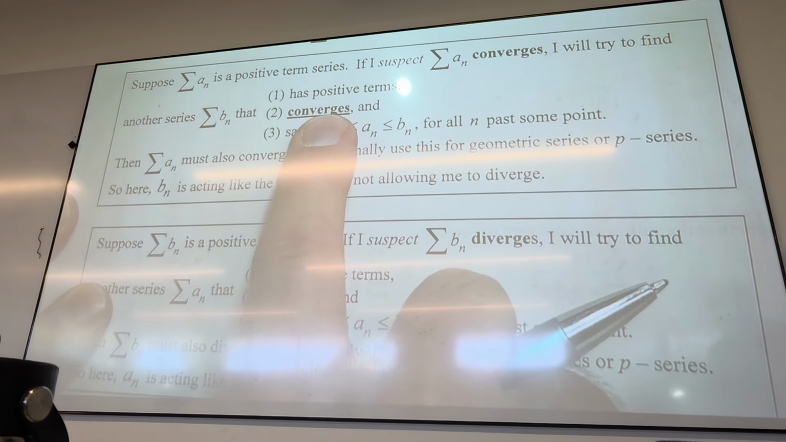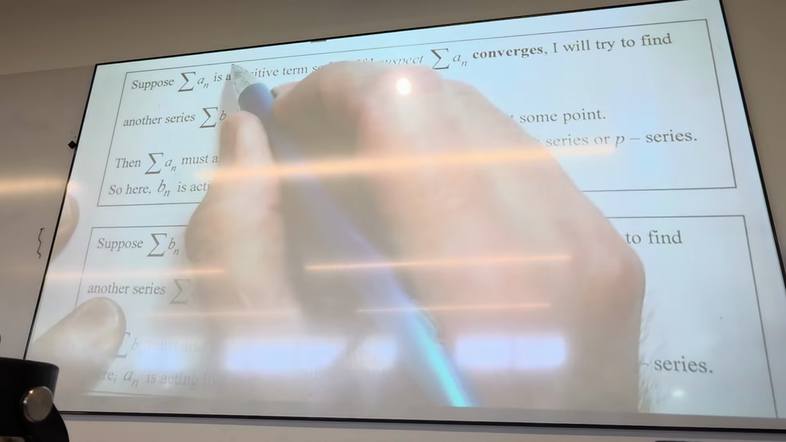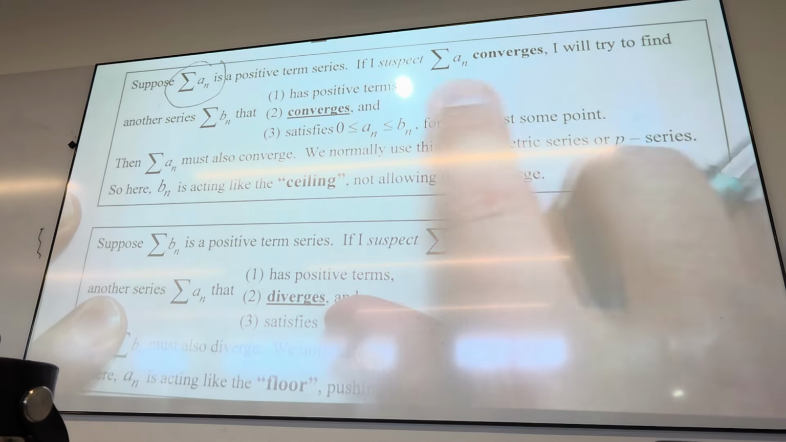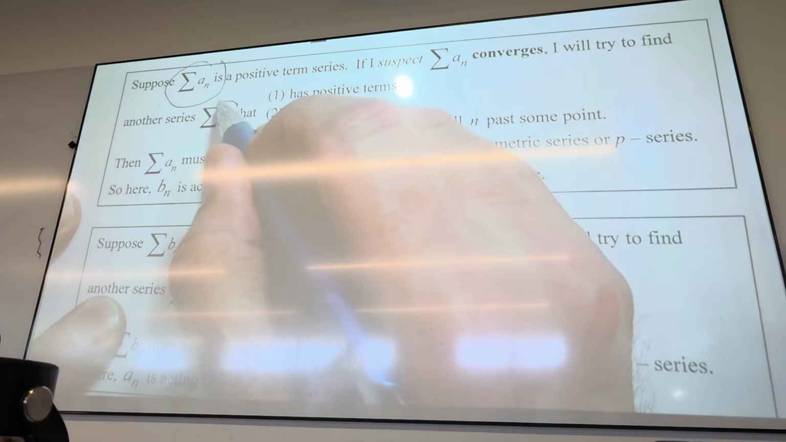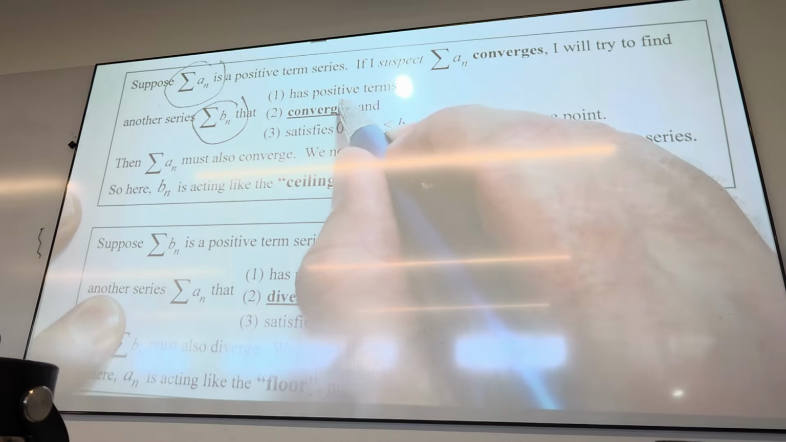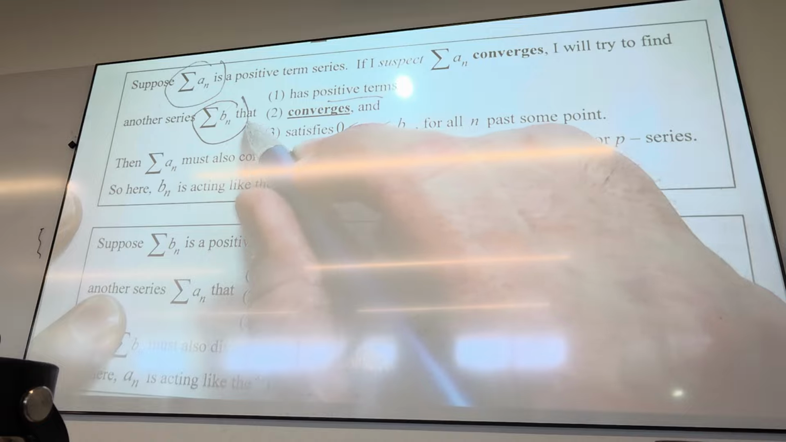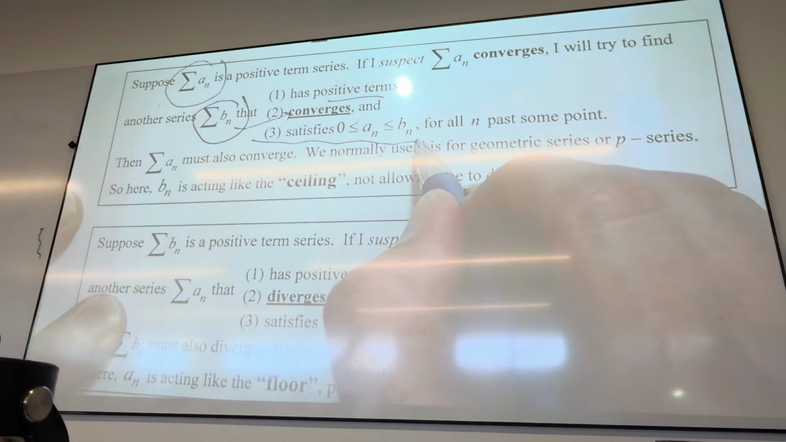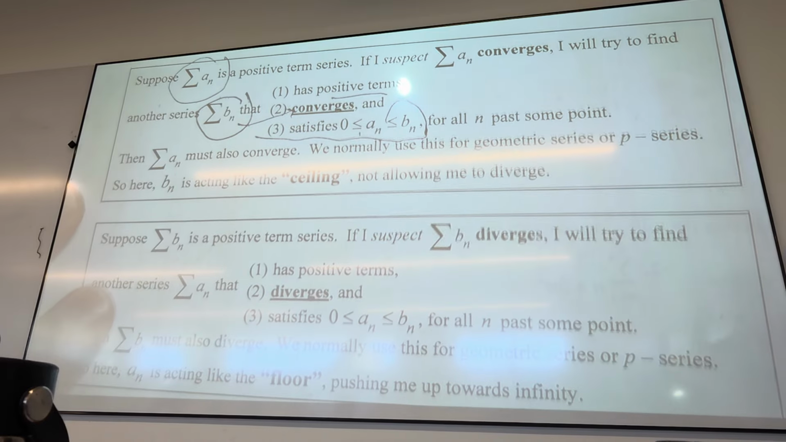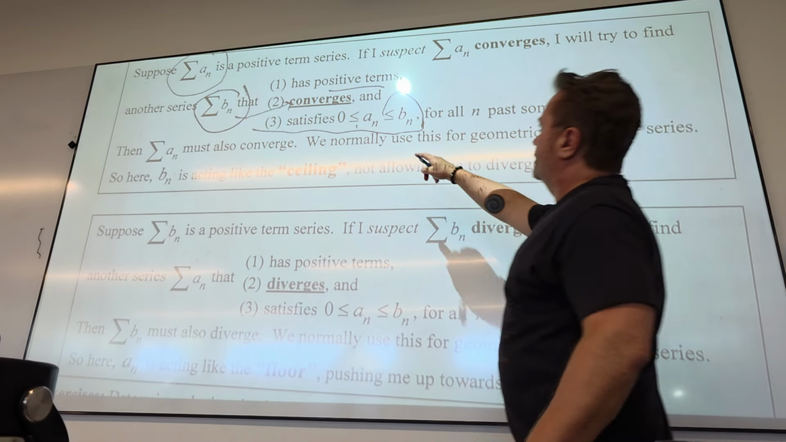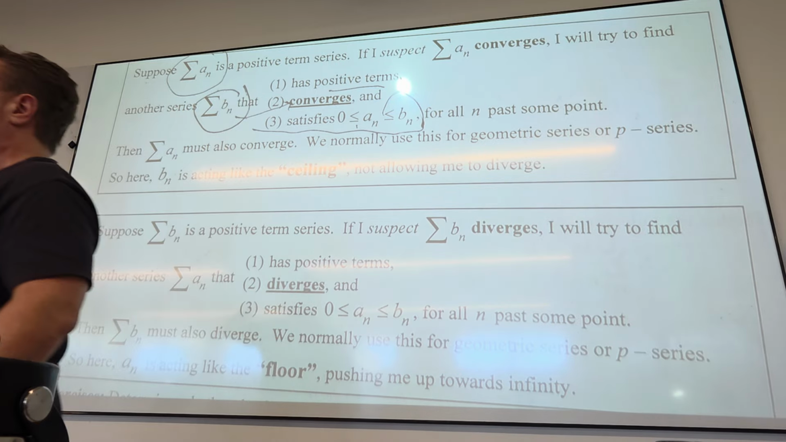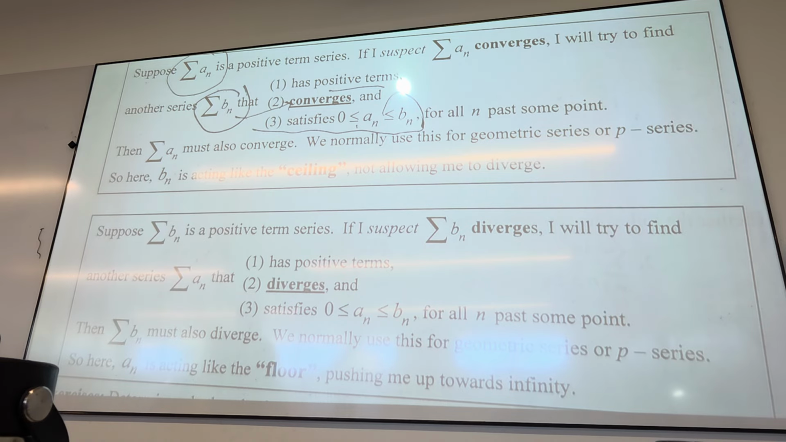So right now with ours, since the one we're given, I feel pretty strong that it converges. I want to find another series that has positive terms. I want this series to converge, and I need it to always be greater than this one. Now, this is kind of silly to say because we're talking about positive term series, so obviously they're greater than or equal to 0. Okay.